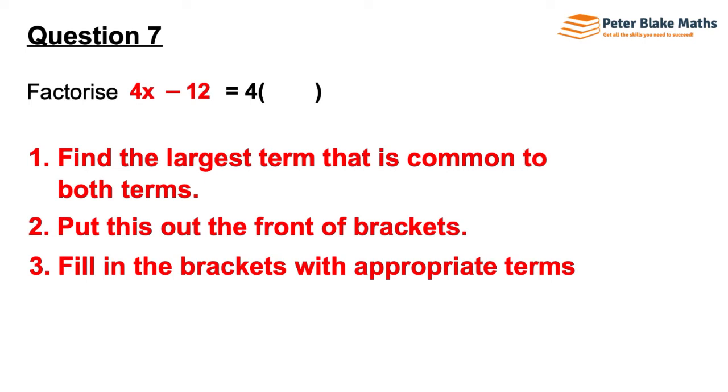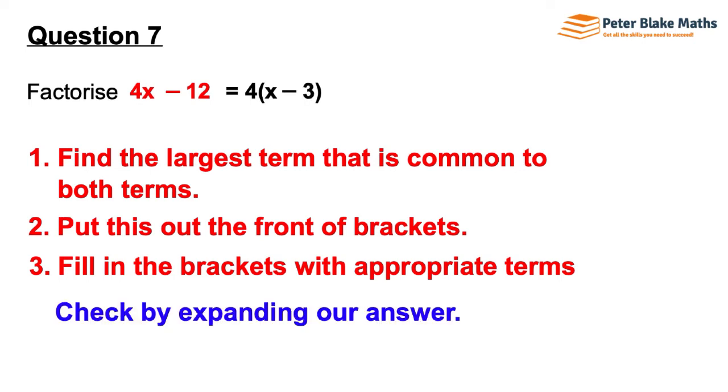Now we want to be able to fill in the brackets so that if we expanded the brackets, we'd get back to our original 4x minus 12 in the question. So we ask ourselves, what would we have to multiply 4 by to get 4x? I think you can conclude with me there that x would be a good thing to have in the first part of the bracket there. Then we ask ourselves, what would we multiply 4 by to get minus 12? And we'll need a minus 3 for that.